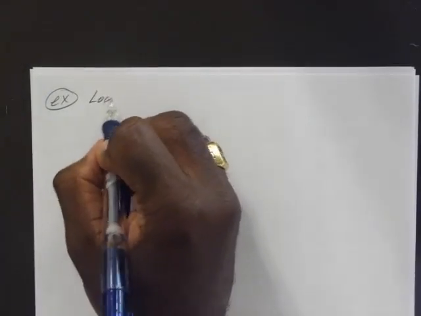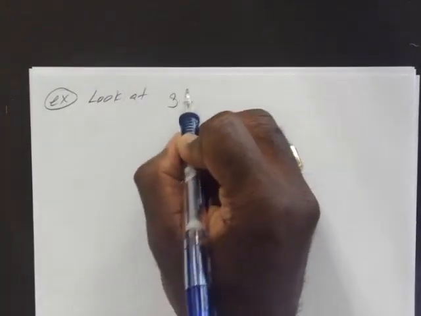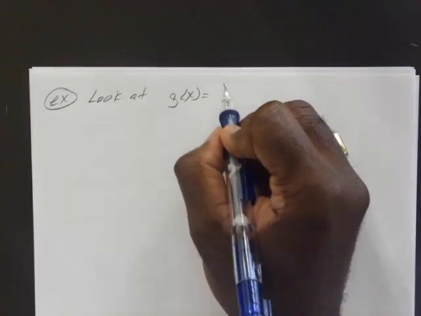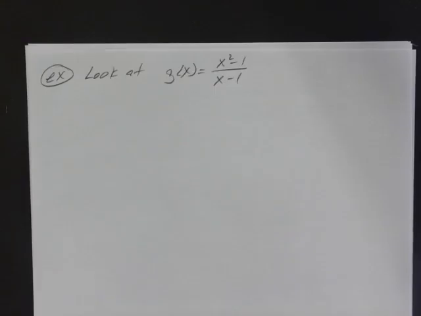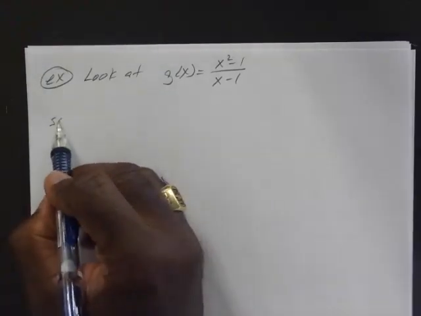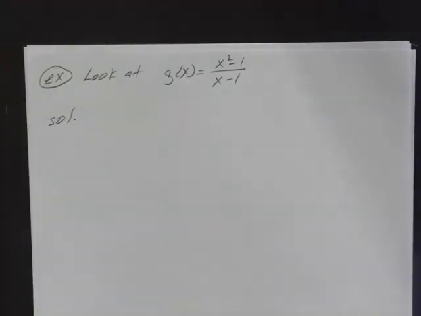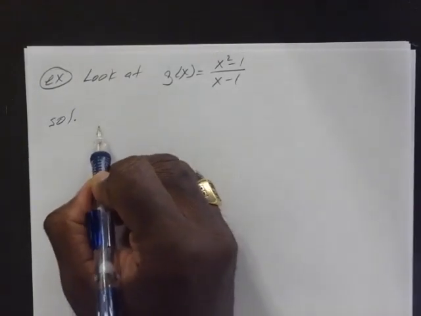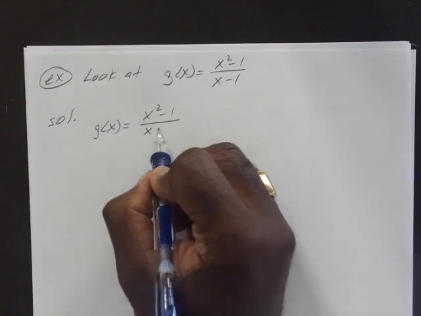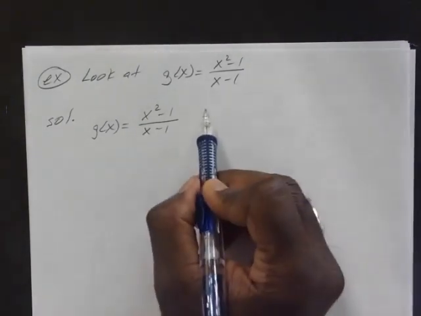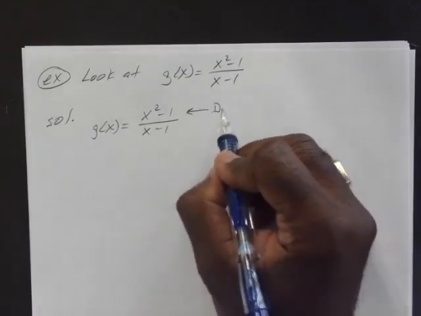Okay. So what if we want to look at, say, g of x is equal to x squared minus 1 divided by x minus 1. I'm just going to rewrite it: x squared minus 1 divided by x minus 1. We can see that our numerator is the difference of squares.